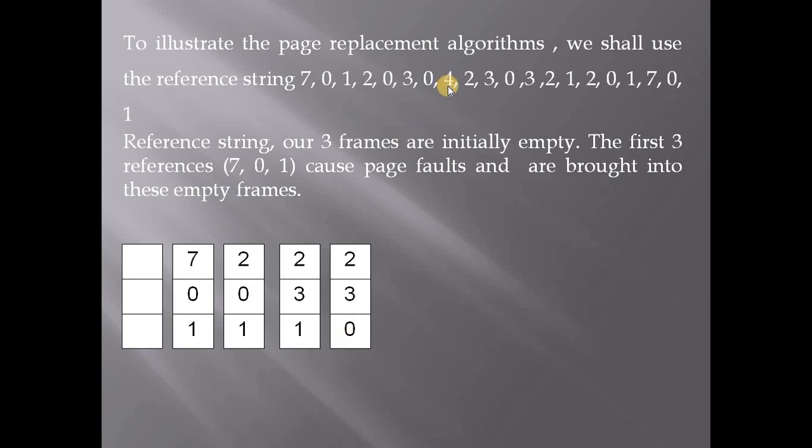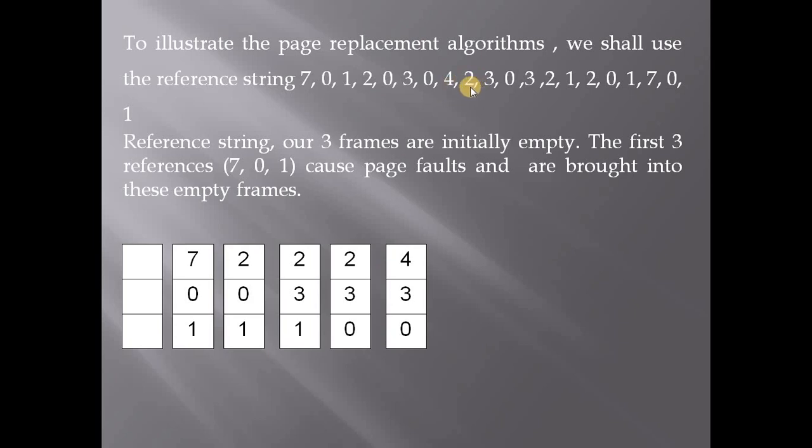Now next page, page number 4. Page number 4 is also not there in memory. Again page fault. So to bring page 4 in the memory, we are going to replace page 2, because among these three, the first page which came was page 2. So replace 2 with 4. So 2 is replaced with 4, 3 will remain as it is, 0 will remain as it is.